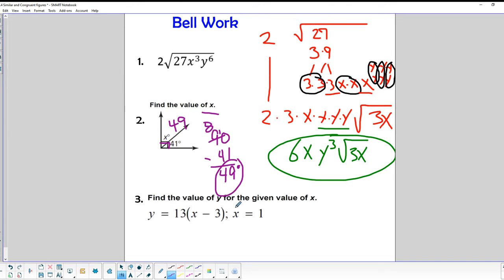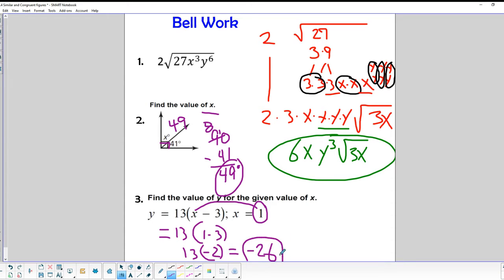Okay, find the value of y for the given value of x. So in this case, we're just going to substitute 1 in right here and then calculate what it all equals. So this is going to be just 13 times 1 minus 3. And 1 minus 3 is negative 2. So negative 2 times 13 is going to equal negative 26. So there's the value of y if x happens to be 1. So there we go. All right, moving right along.